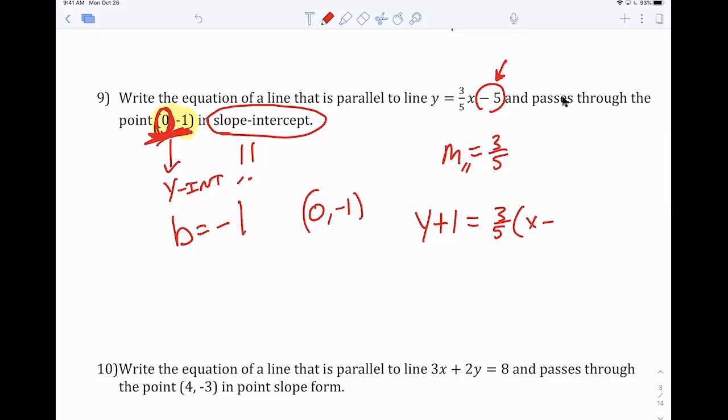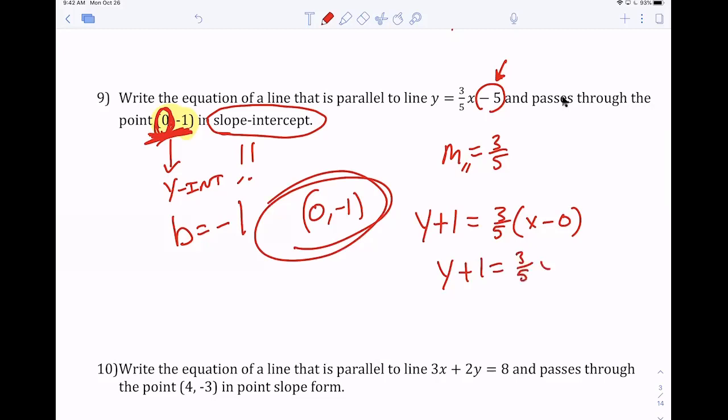Sean, do you understand why it's minus 0? What you said was wrong. I'm asking you, do you understand why it's wrong? Yes. Okay, because we're using the point 0, -1. So now we want it in slope-intercept form. So now what do I do? Y equals 3/5 x minus 1.